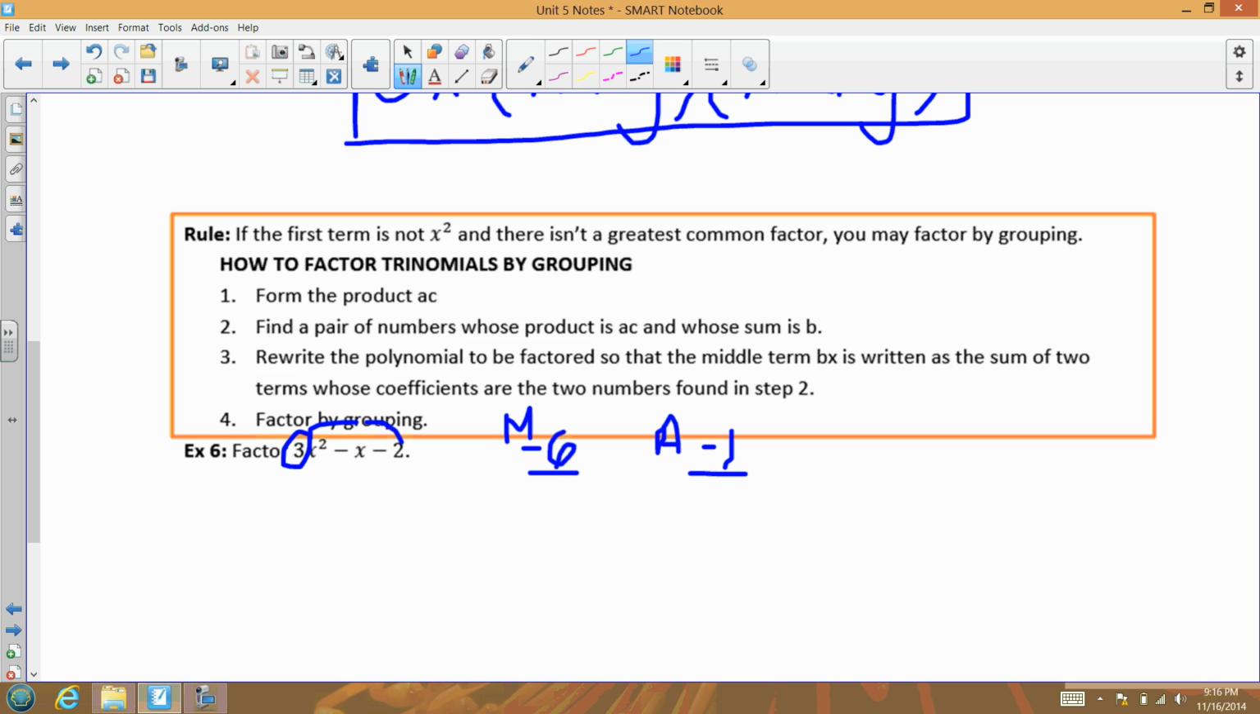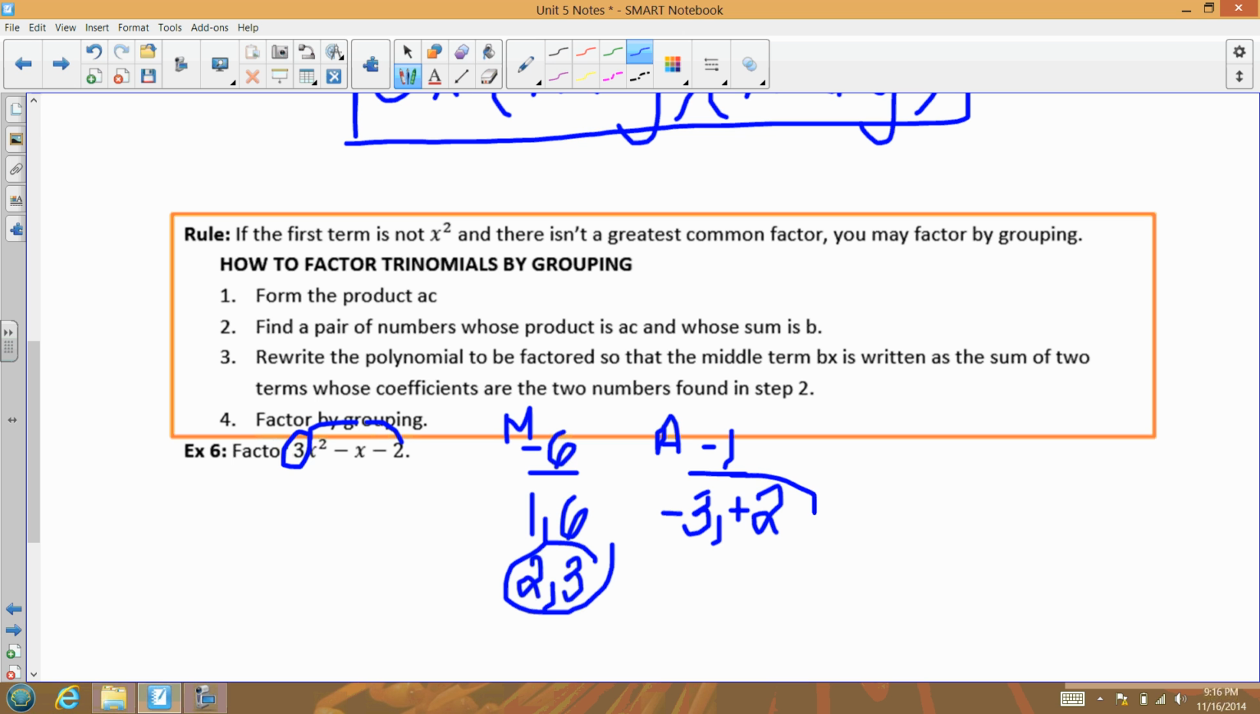So we have to use either 1 and 6 or 2 and 3 to do so. And if we're multiplying to a negative, that means you're going to have opposite signs. And if you're adding to a negative, the bigger number is going to have to be negative. So I can use 2 and 3 to get -1 by making the 3 negative and the 2 positive. That's how I'll be able to get my -1.